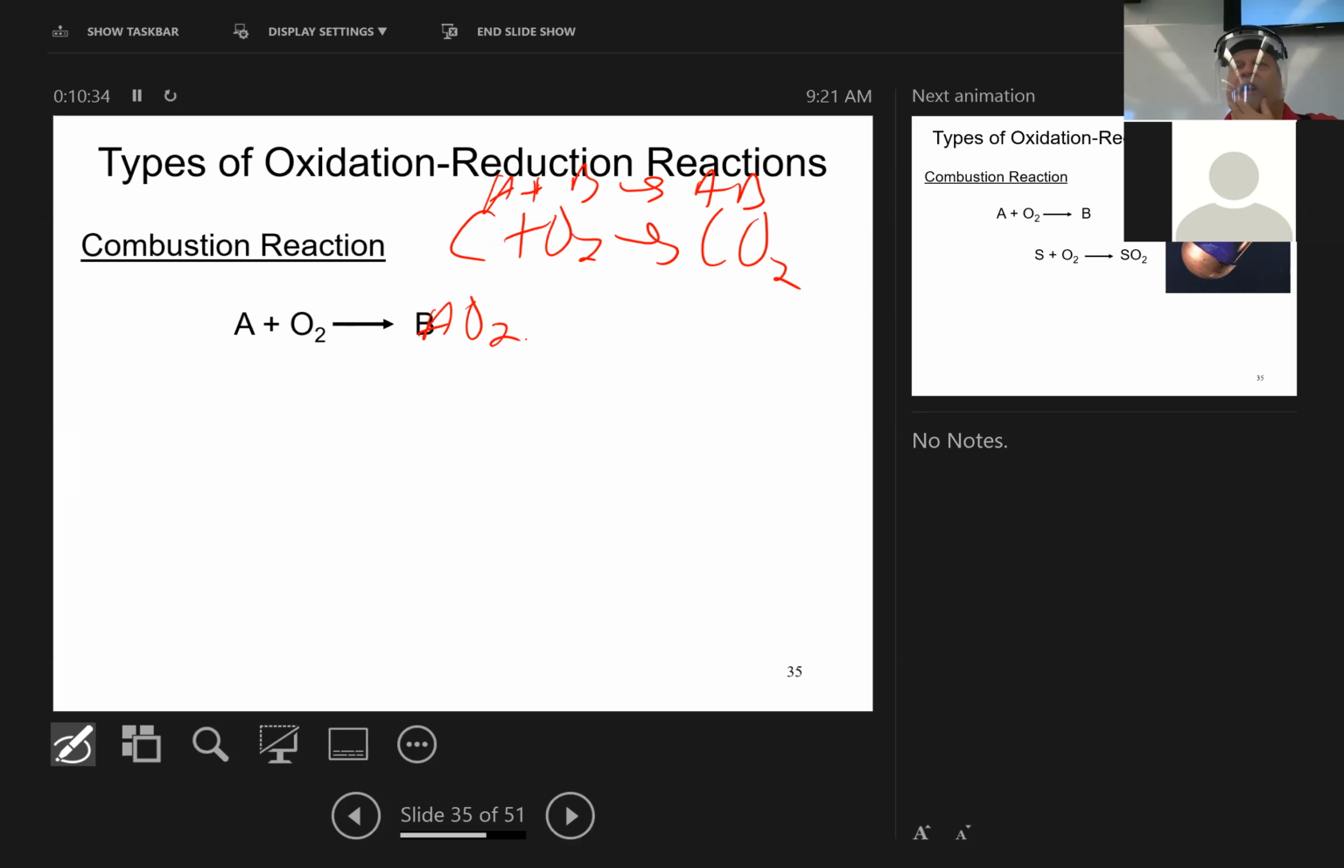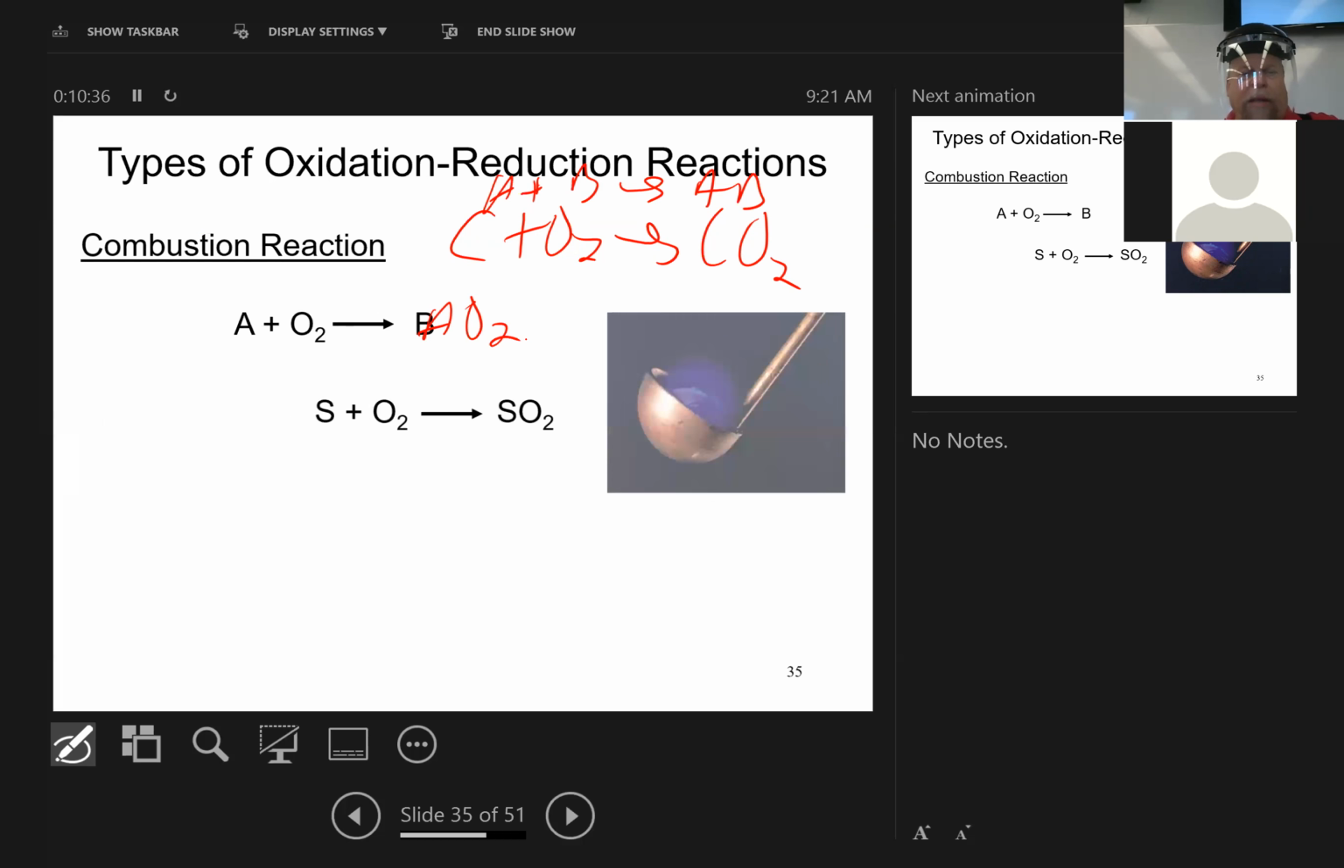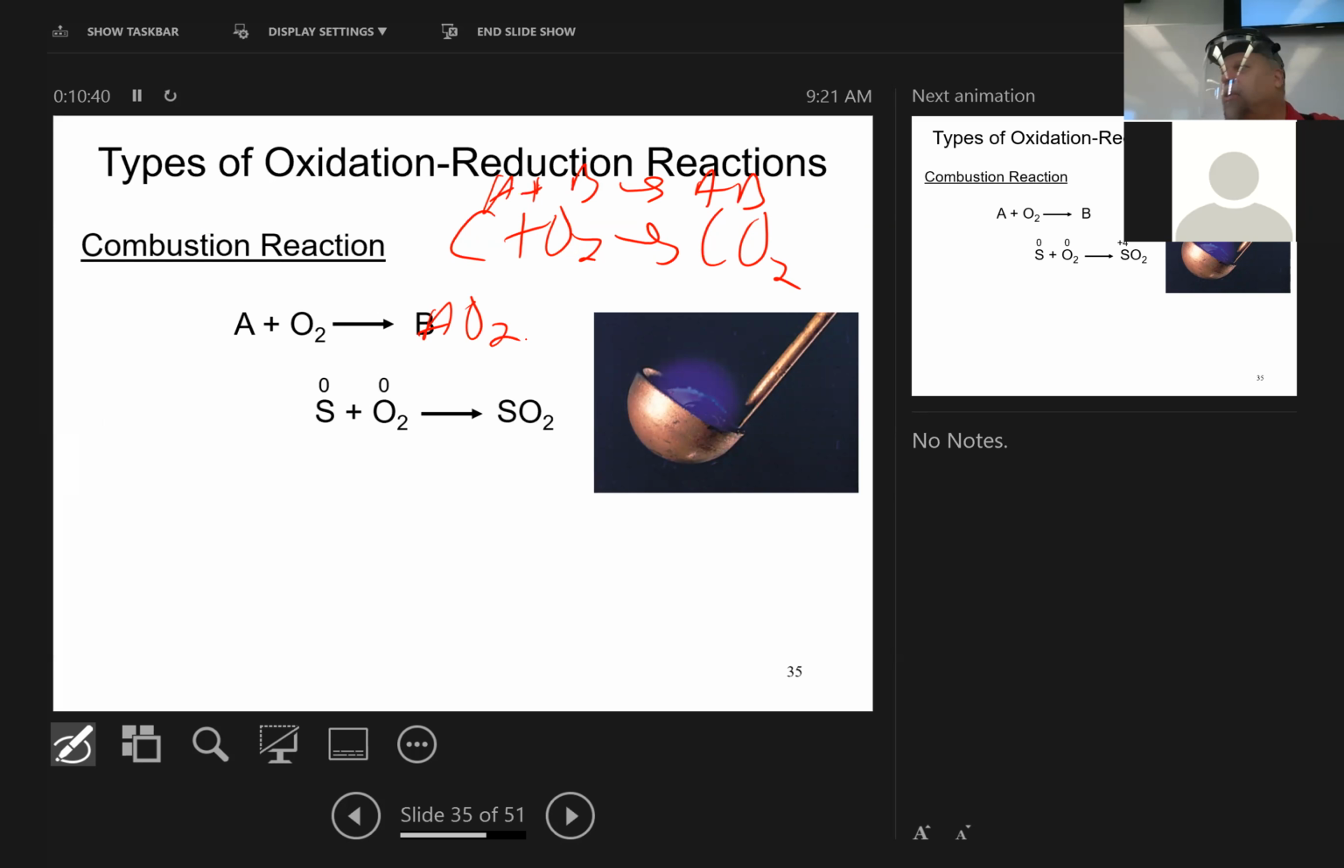But combustion reactions are all about burning something. Sulfur plus oxygen goes to SO2, and the sulfur starts at 0. The oxygen's there, 0 also. The sulfur goes to +2. Each one of these is -2, and there are 2 of them. So then the whole thing ends up being 0 there. And that'll become clear also when we get to it.